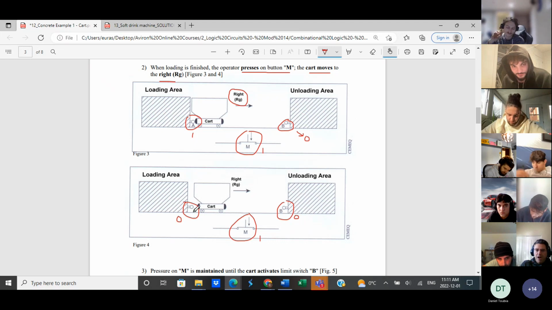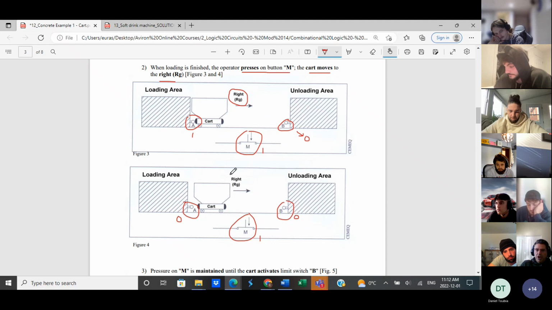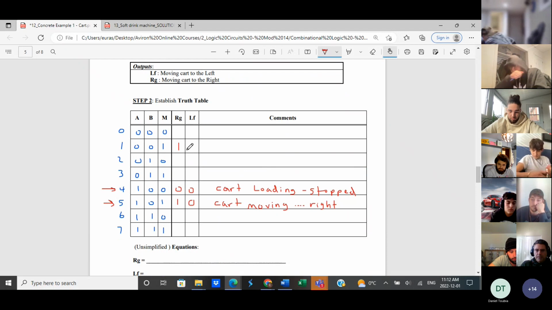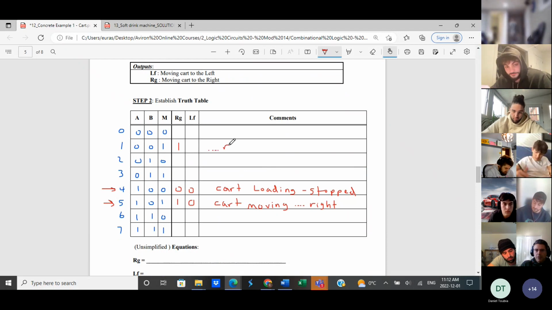So at combination 0, 0, 1, I just want to stress as well, since the M is in the center here, we're not saying A, M, B. It's A, B, M. That's the order. A, B, M. The cart continues to go toward the right. So at 0, 0, 1, the cart is going toward the right. I'll put a little arrow here, going toward the right.